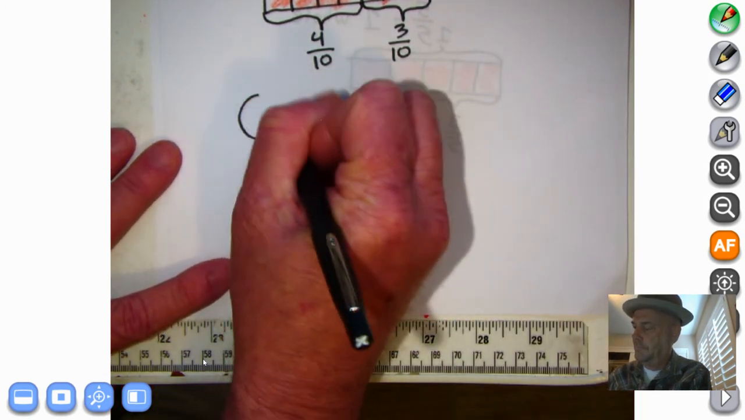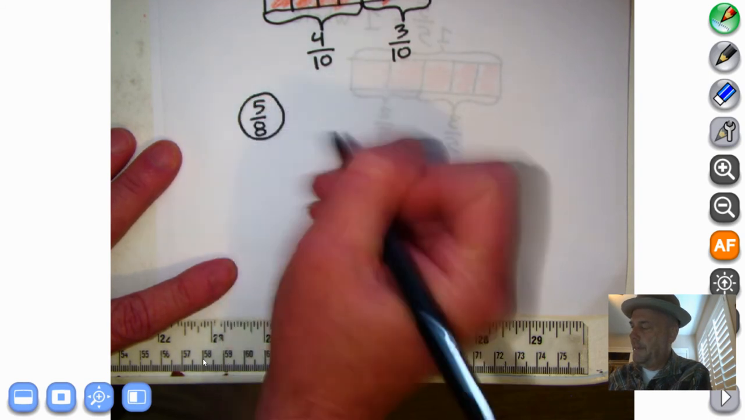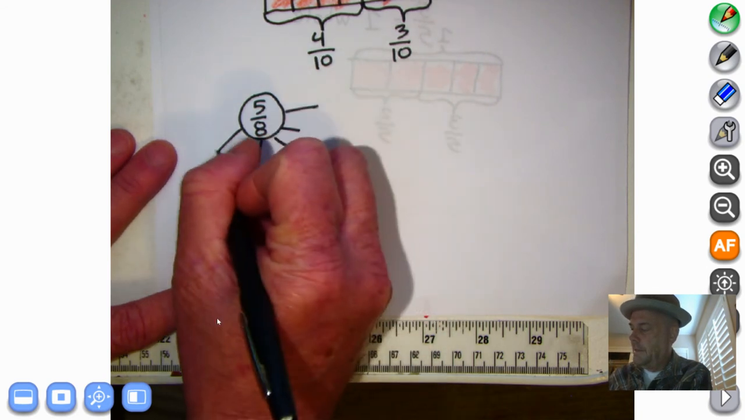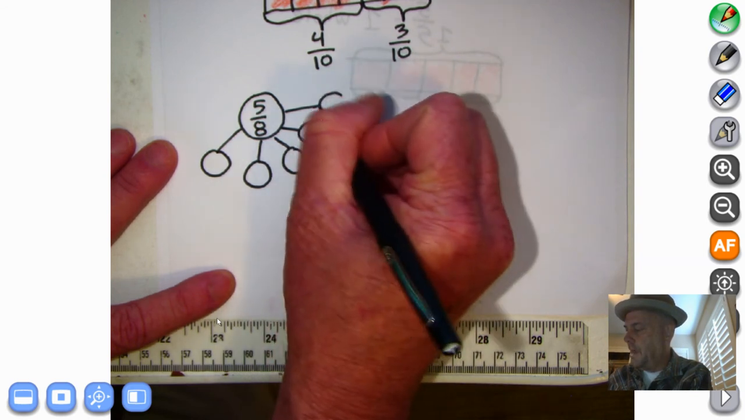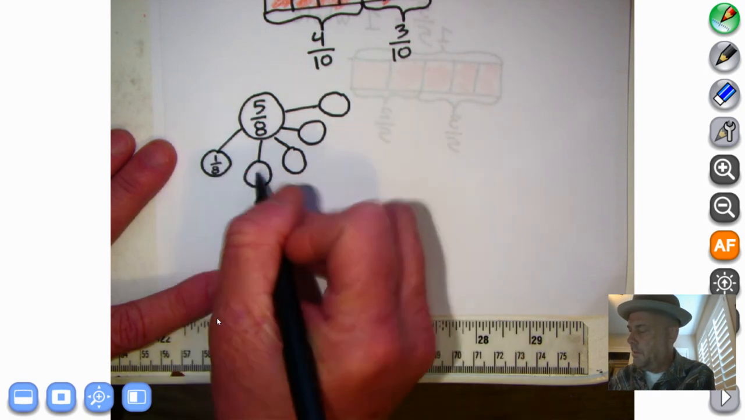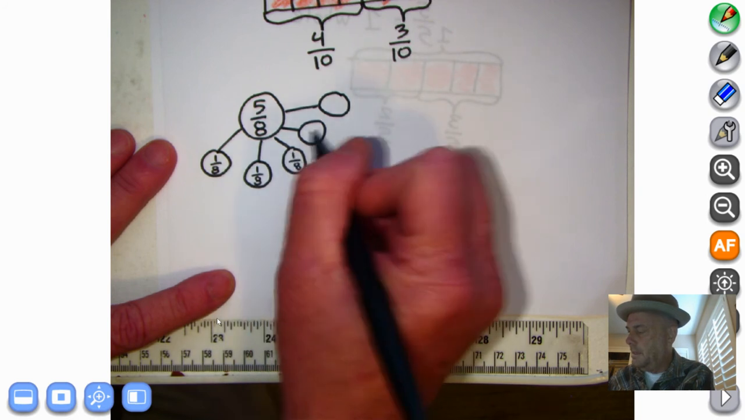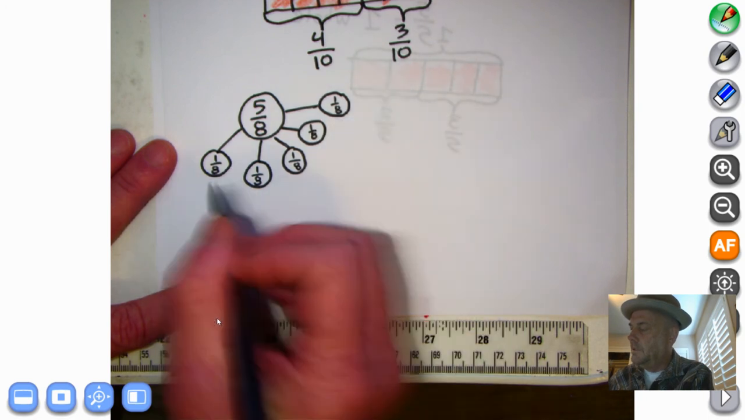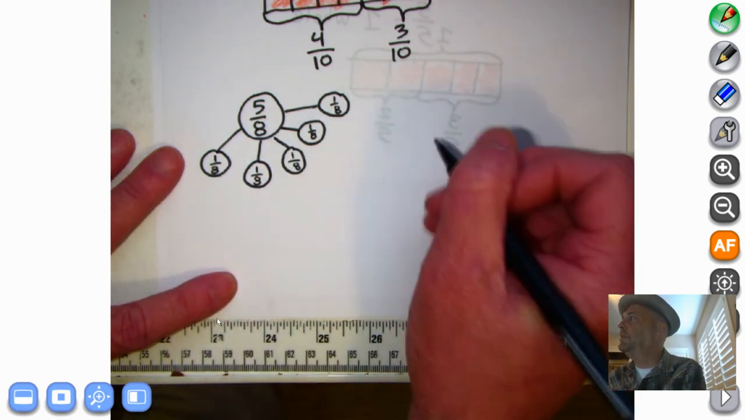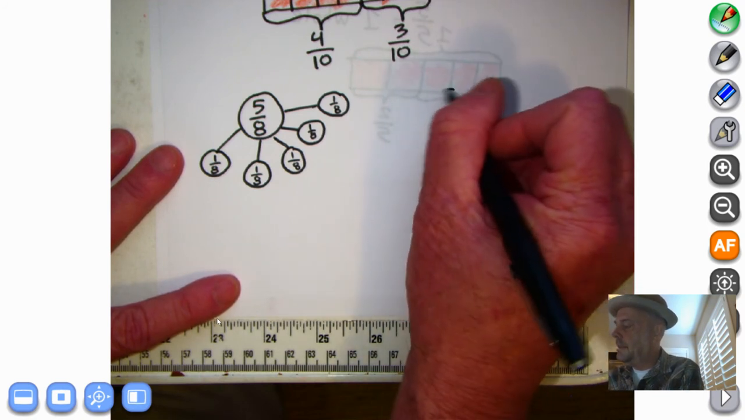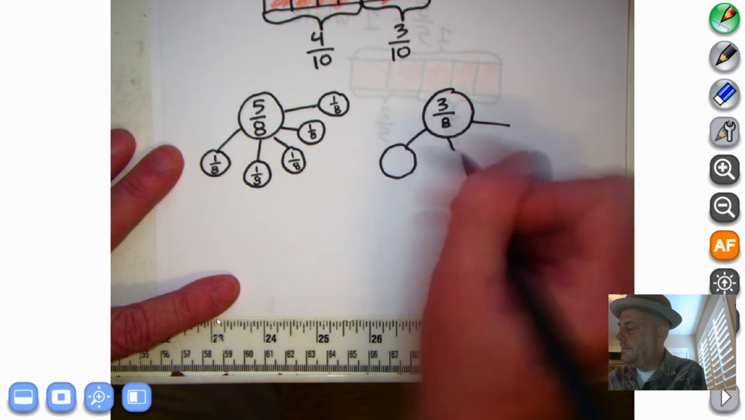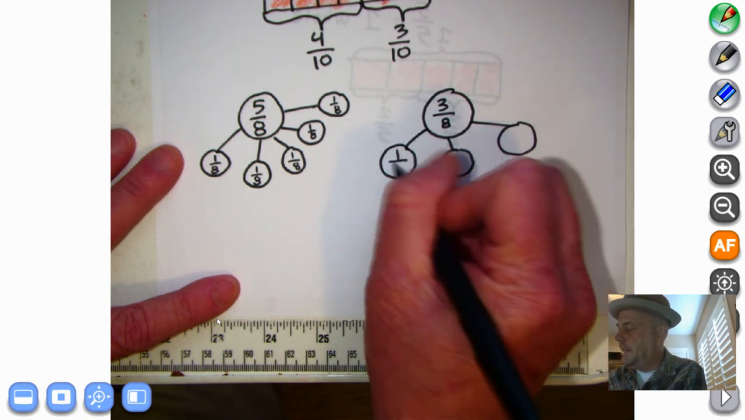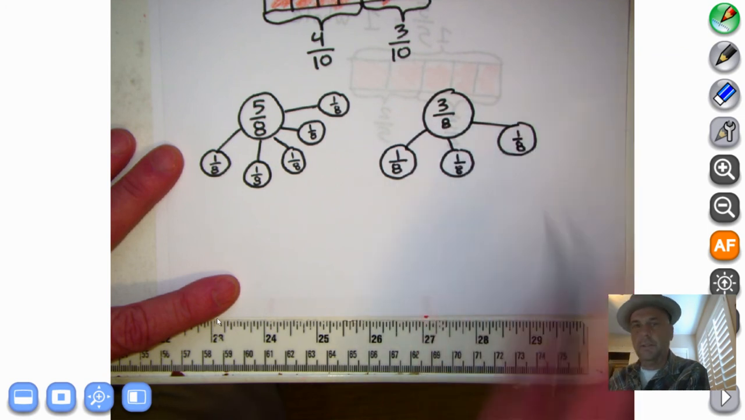We're going to do one more. 5/8. So I'm going to go 1, 2, 3, 4, and 5. And what do you think is going to go in each of these little circles as part of the number bond? Or in this case, we'll call it the fraction bond. Well, it'd be 1/8, right? 1/8, 1/8, 1/8, 1/8, and 1/8. So you have 5 eighths. All right. Let's on this side put 3 eighths. And what's going to go in each of these little circles? 1/8, of course. 1/8, 1/8, and 1/8. So put those together, 3 eighths.